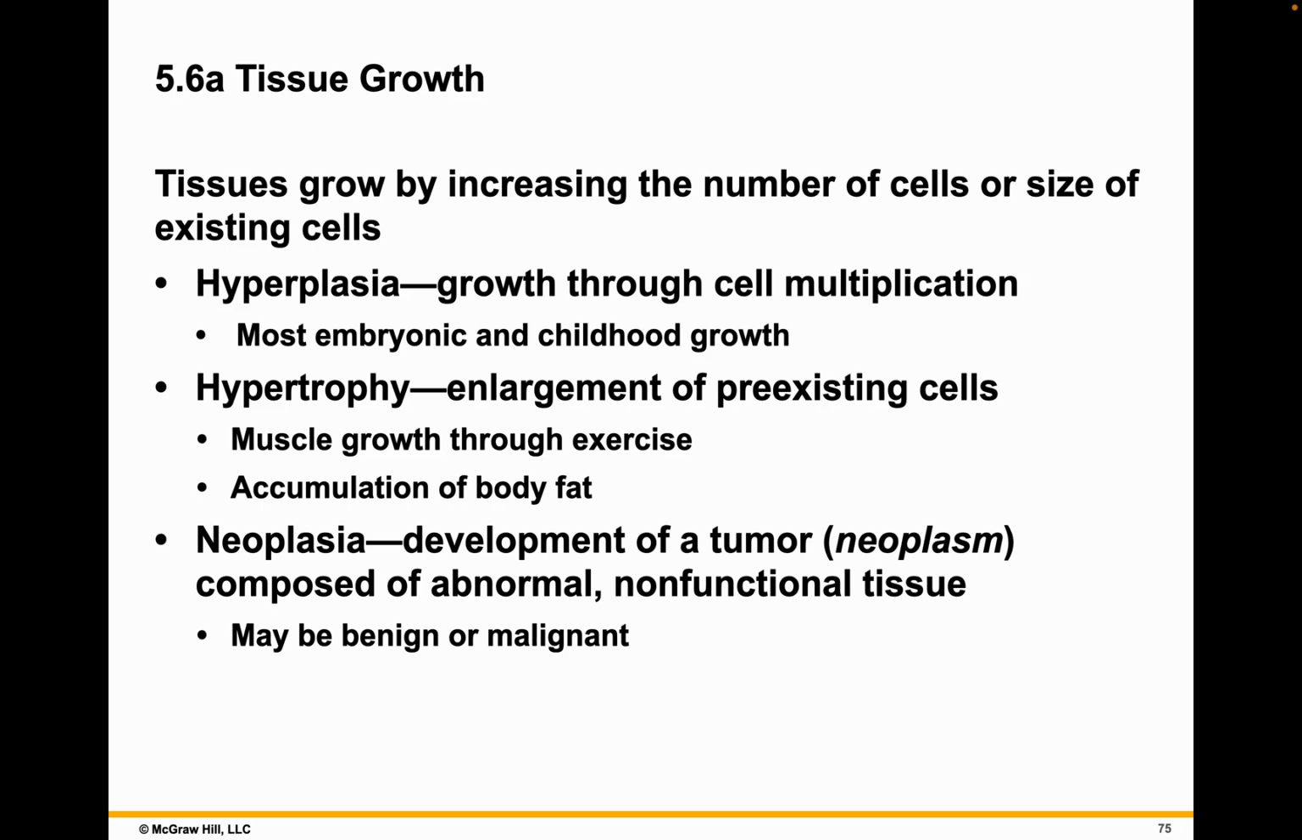Tissues grow by increasing the number of cells or the size of the cells. Hyperplasia would mean you're growing through cell multiplication. Most embryonic and childhood growth would be hyperplasia. Hypertrophy would be the enlargement of pre-existing cells. That's how we get muscles to enlarge through exercise. Also accumulates body fat. Neoplasia is the development of a tumor, a neoplasm, composed of abnormal, non-functional tissue. It can be benign or malignant.